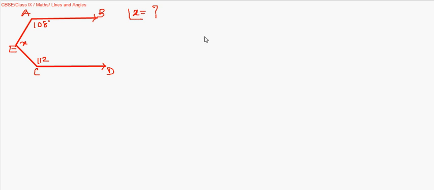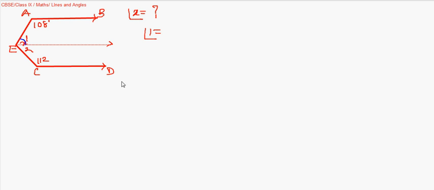To do so, let us draw a line which is parallel to AB. Now when we draw a line parallel to AB, that will also be parallel to CD. I make this here and I divide this angle X into angle 1 and angle 2. First let us find angle 1. Angle 1 I mark with a different color so that it becomes helpful to us.